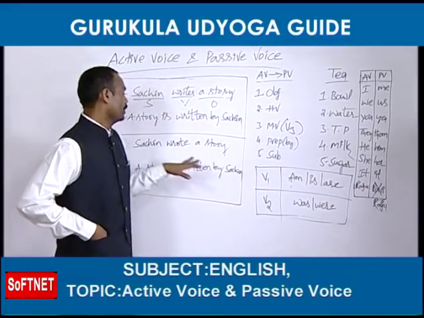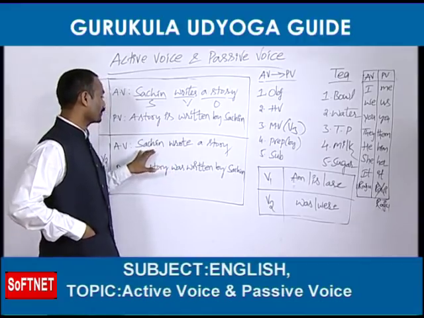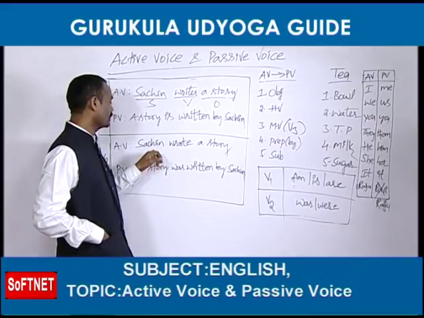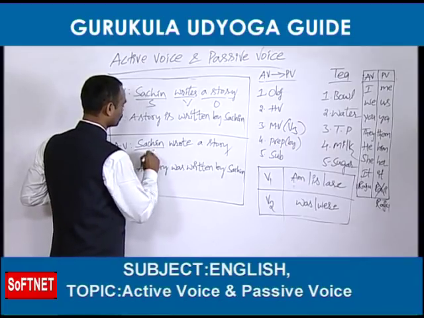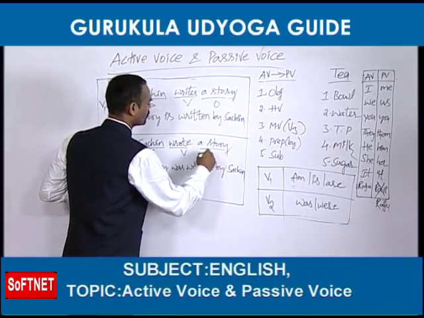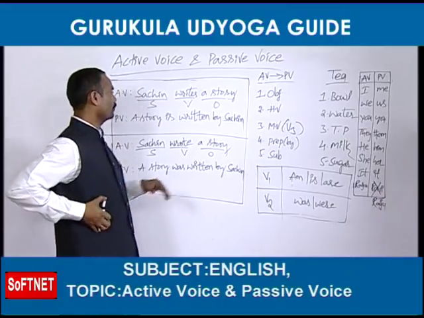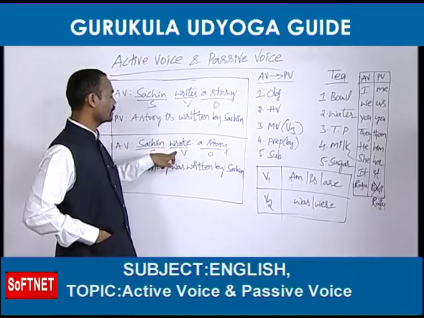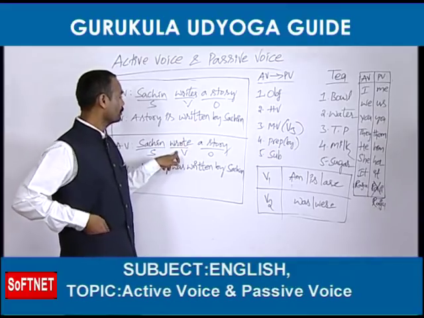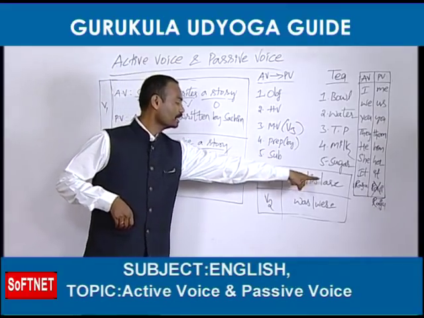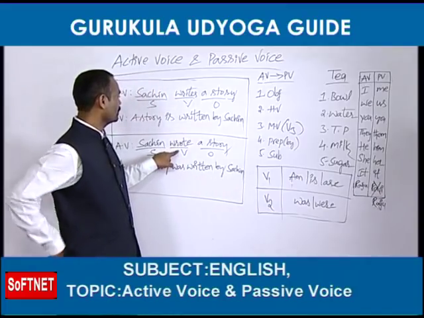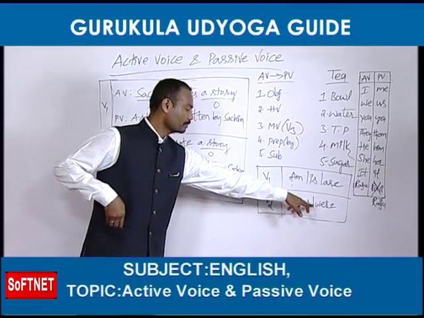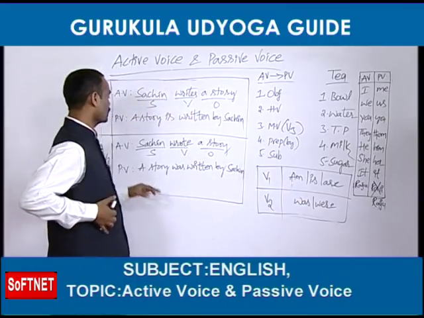So, let's see one more example here. Sachin wrote a story. This is one active voice. This is the subject. This is the verb. This is the object. Okay, fine. What is the difference between this and this? Here the verb is in the first form. Here it is in the second form. So, when the main verb is in the first form, the be form should be taken from that list. When the main verb is in the second form, the be form or helping verb should be taken from that list. That's all.